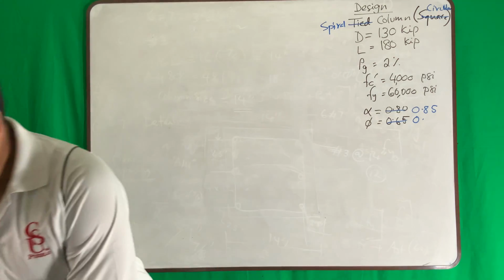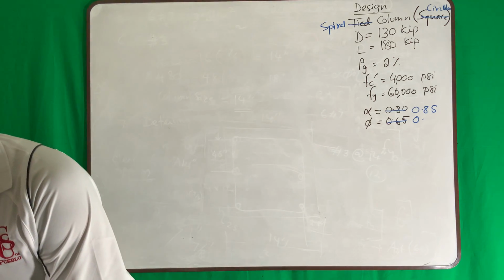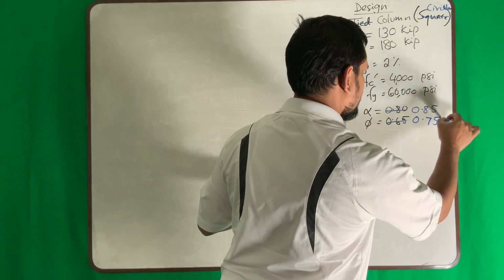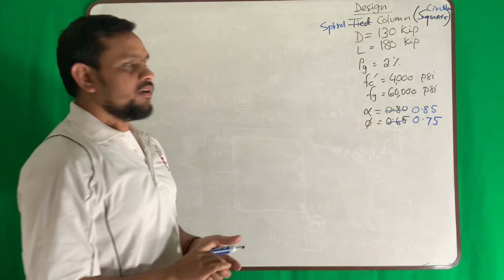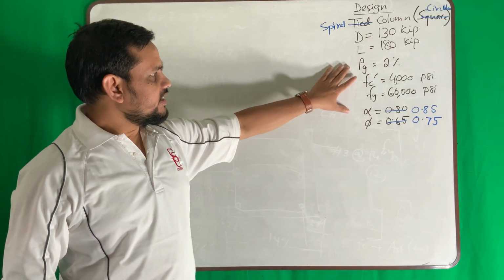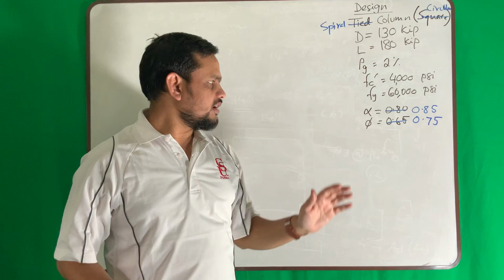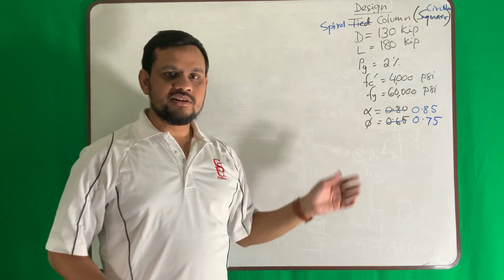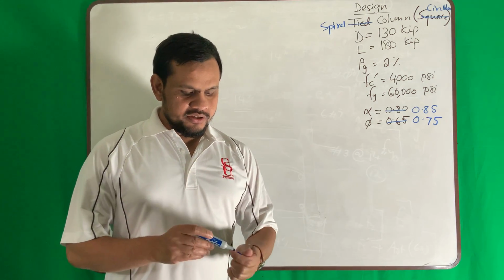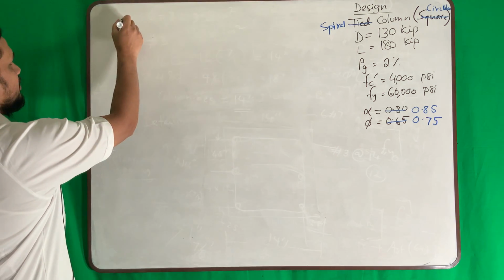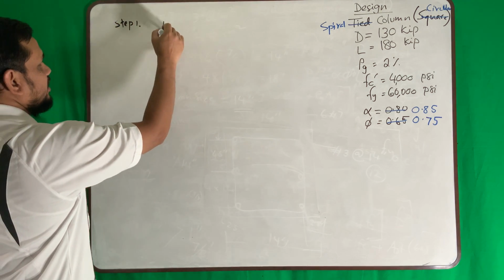Let me see what is the value in your book. So this is 0.75. So what I will do, based on this data, I will design a spiral circular column, and my factors are as this. Okay, so step number one is calculate load.